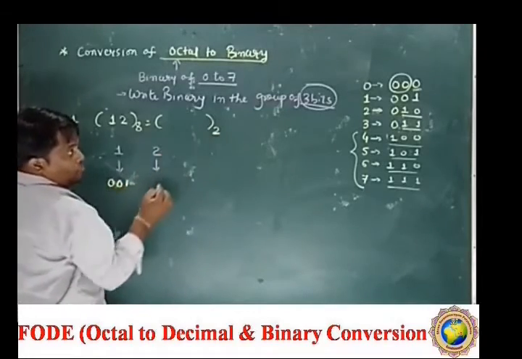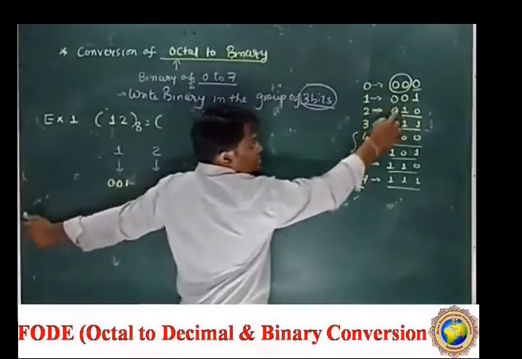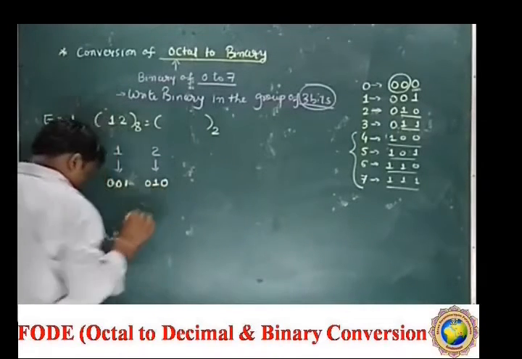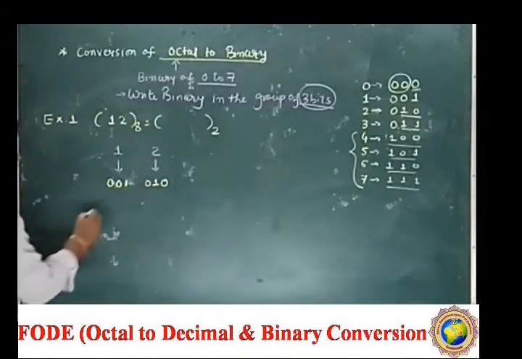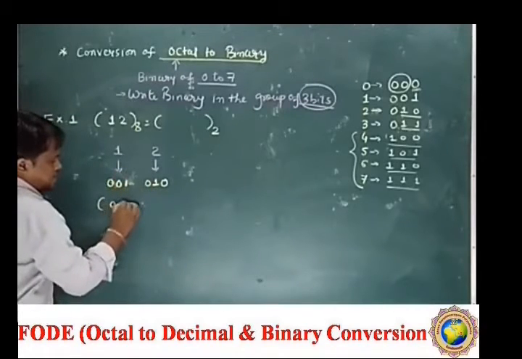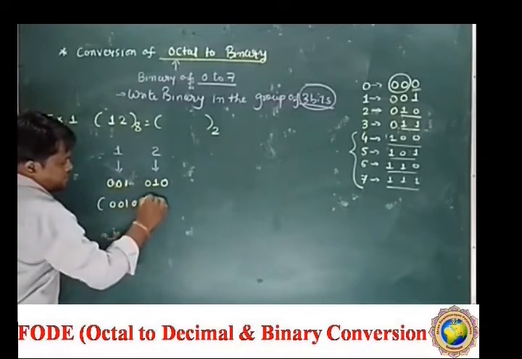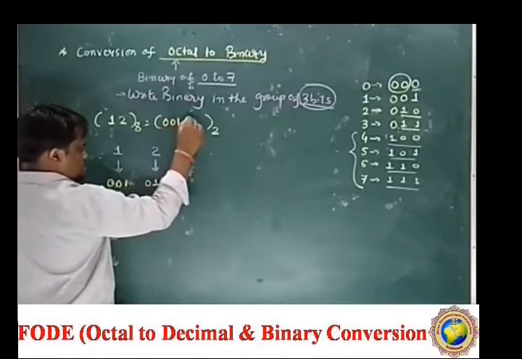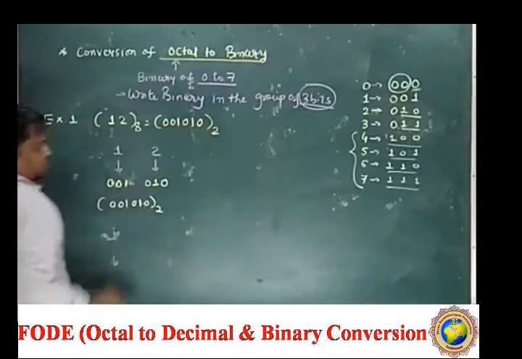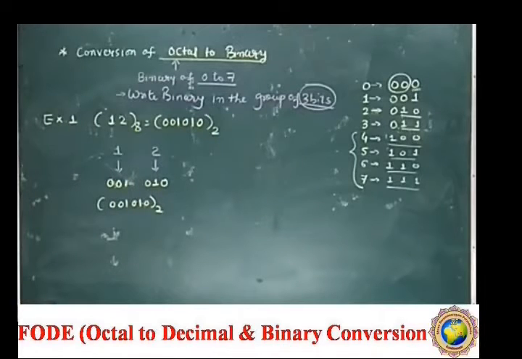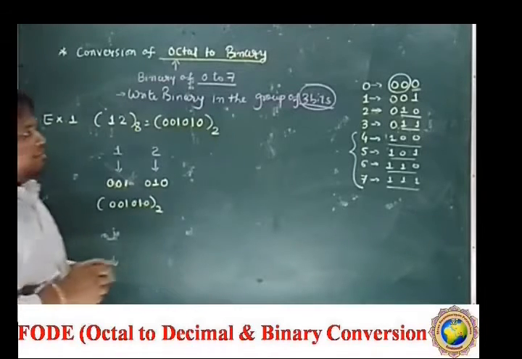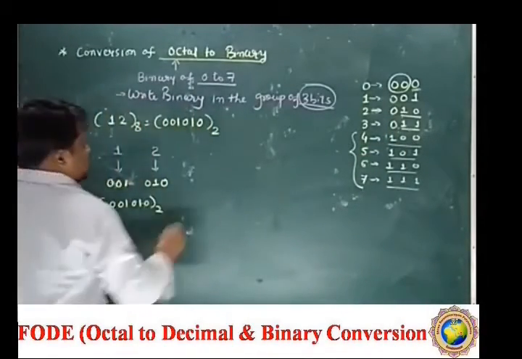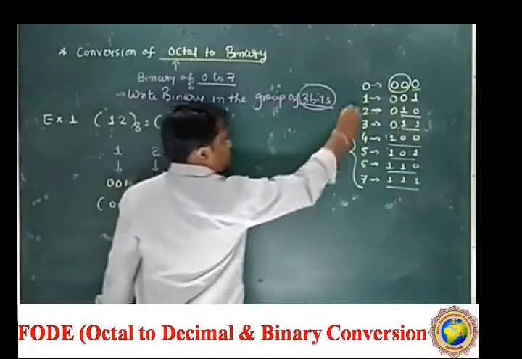What is the binary of 2, that is 0 1 0. So put here 0 1 0. So this is the binary of 12, that is 0 0 1 0 1 0. So you can directly write here 0 0 1 0 1 0. This is the very easy method, but you have to remember these binary forms of 0 to 7.